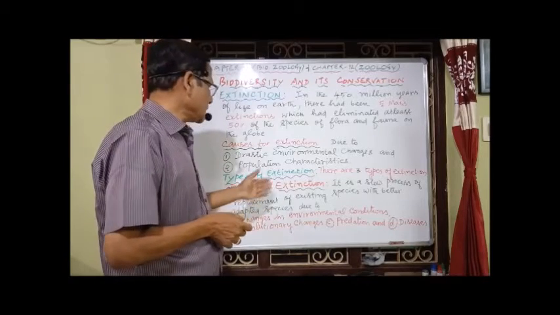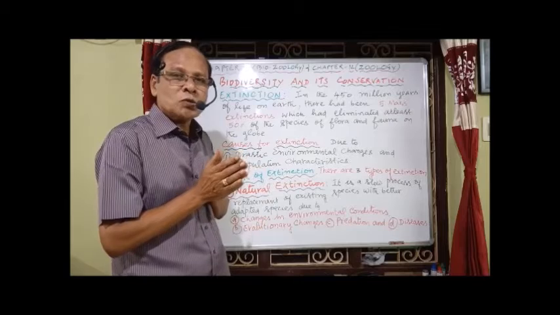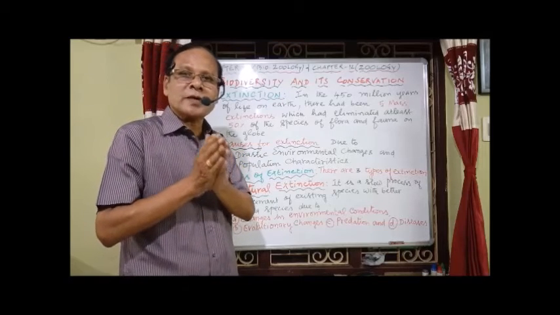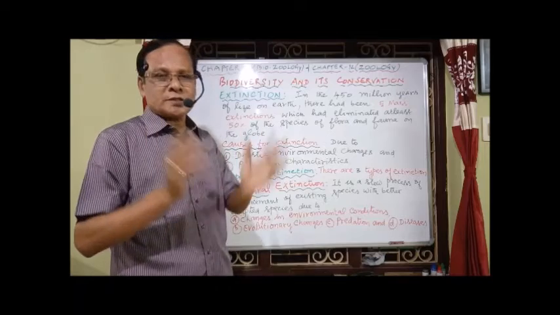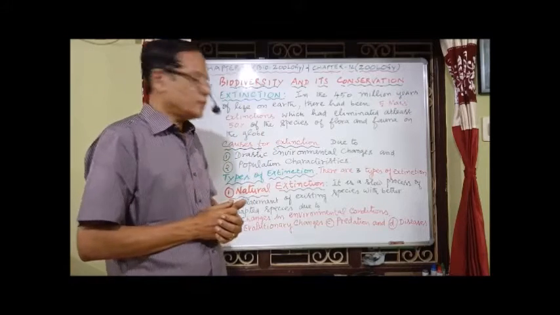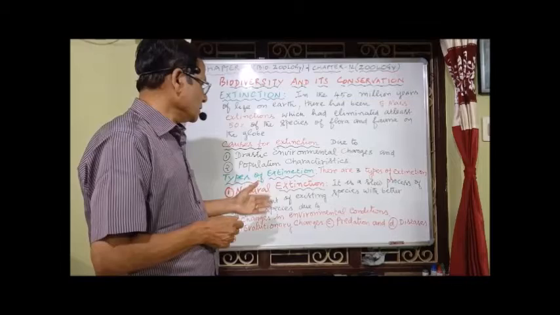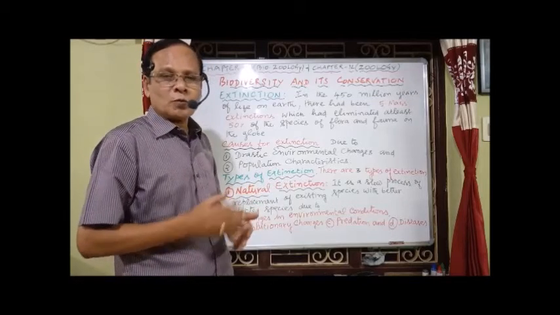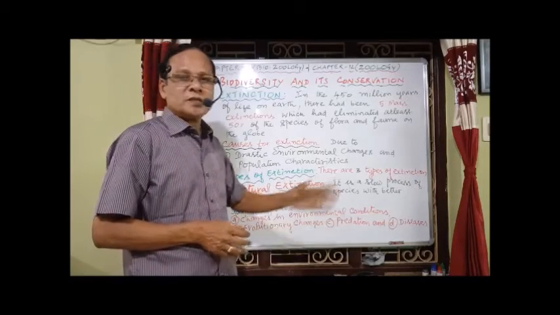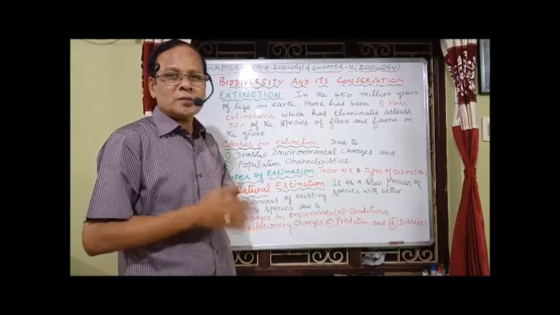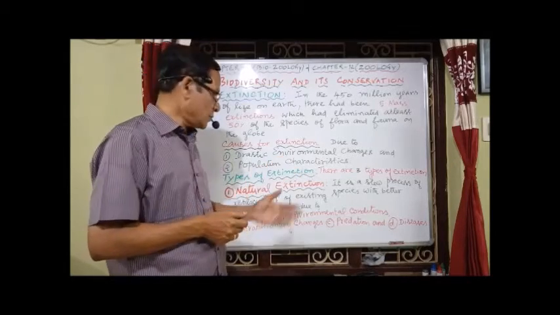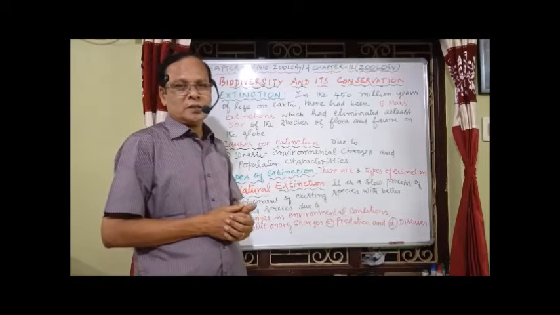What is natural extinction? It is a slow process of replacement of the existing species with better adapted species. How is it happening? It is due to number one, changes in the environment. Number two, evolutionary changes. Number three, predation. And number four, diseases.